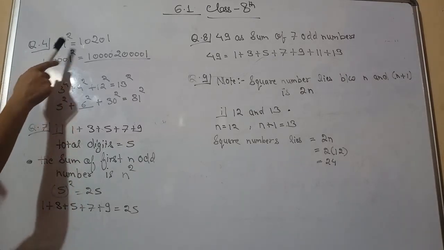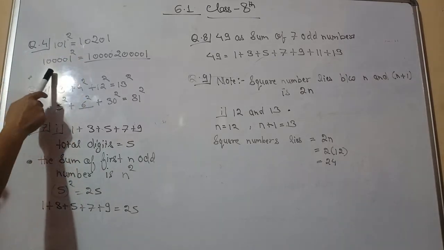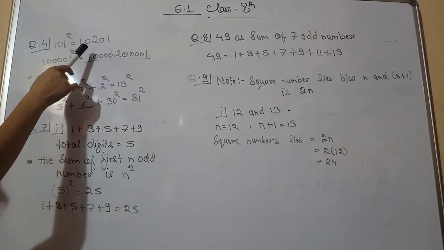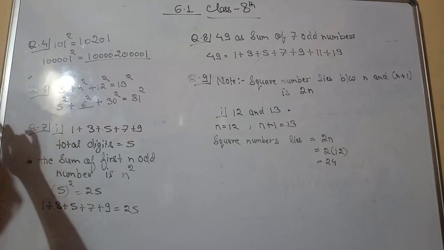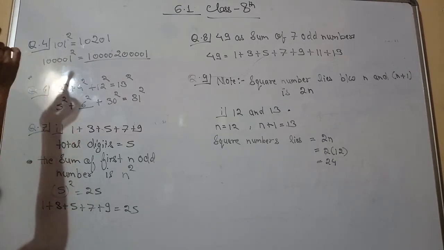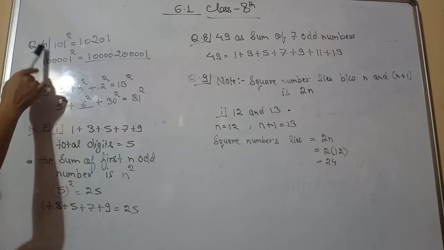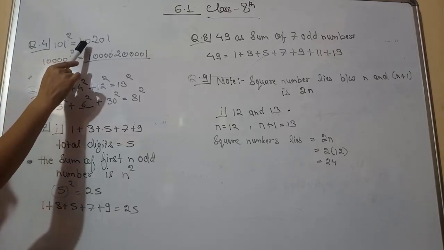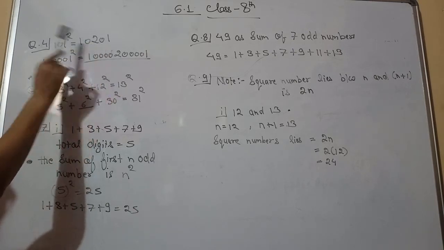In question number 4, we have to observe the given pattern, then fill the blank. So here this is the given pattern: 101 whole square gives us 10201. Here you can see the simple pattern 01 and 01, which means you have to write the number before 0 and after 0. So see 01 and 01, then in between 2.